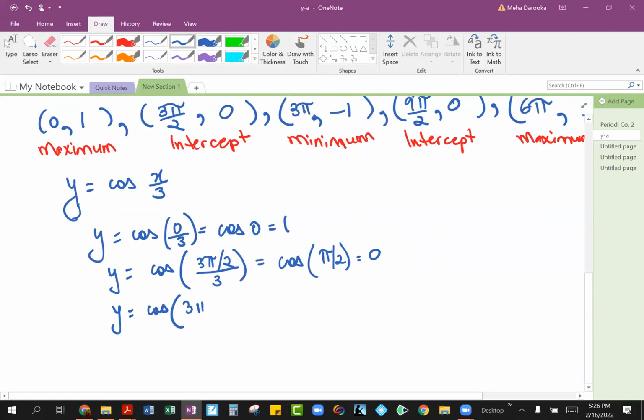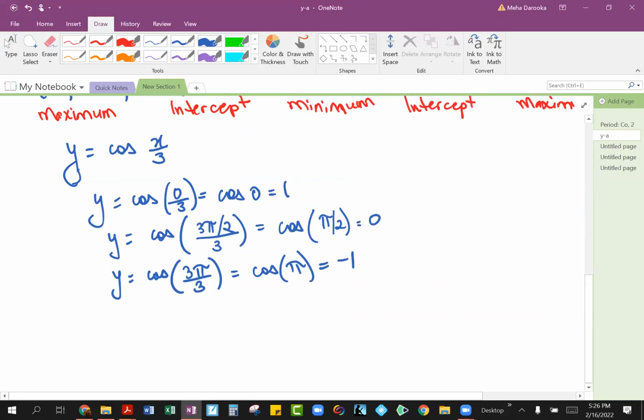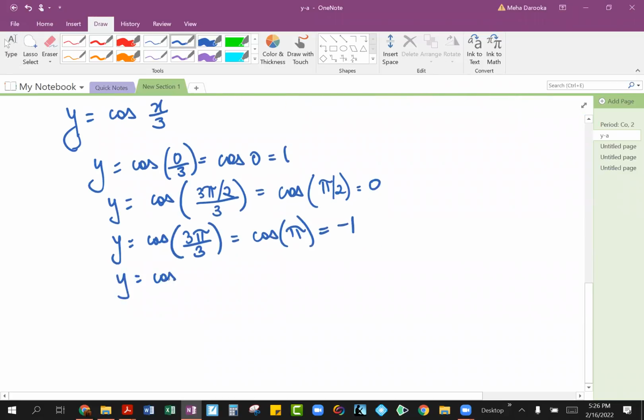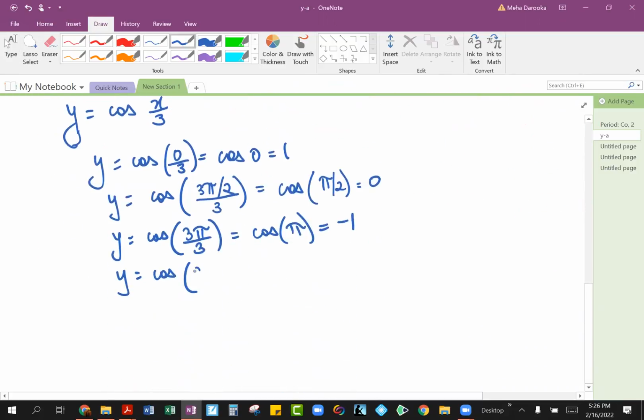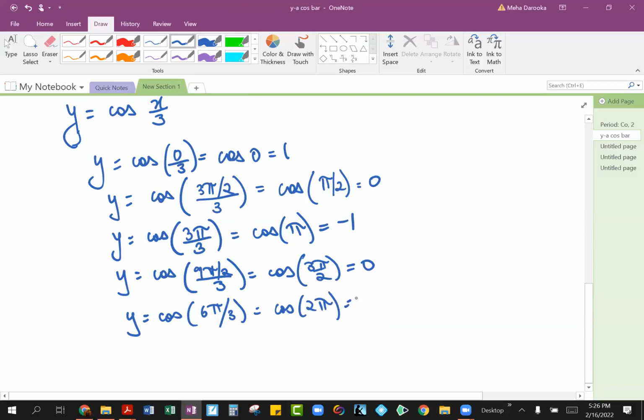So for the next one, we had 3 pi. So that would be 3 pi over 3, which would be cosine of pi, which would obviously end up giving us -1 there. The next one, we had cosine of, I think that was the 9 pi halves. So 9 pi halves over 3. So again, 9 goes into 3 times. So this would end up becoming 3 pi halves, which would be at 0 again. And then the last one of 6 pi divided by 3 would of course be cosine of 2 pi, which would take us to +1.